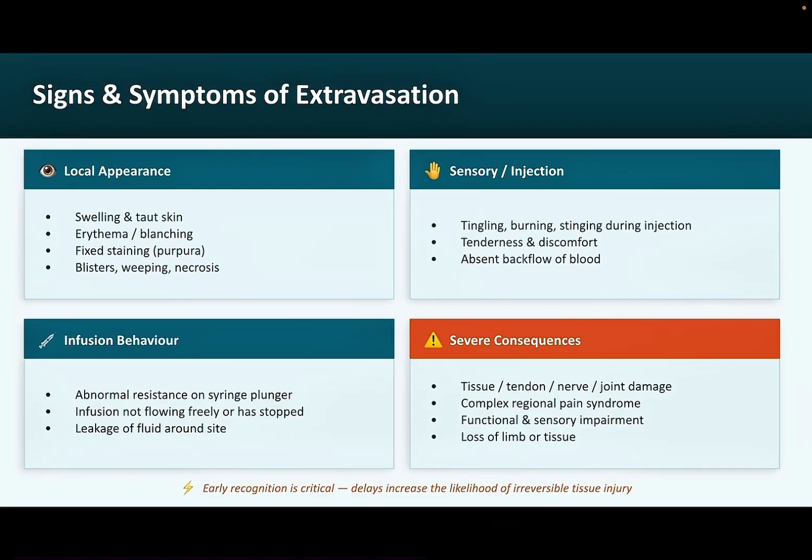Severe consequences are that it can cause tissue, tendon, and nerve damage, and long-term sequelae can be complex regional pain syndrome, functional and sensory impairment, and loss of limb and tissue, which can be detrimental. So early injury recognition is very critical to reduce the likelihood of irreversible tissue injury.